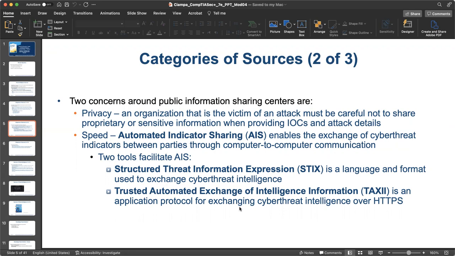A concern about using a public information sharing center is that of privacy, and it always comes to mind first, right? An organization that is the victim of an attack must be careful not to share any specific or sensitive information when providing IOCs and attack details. So the information should be really scrubbed of any kind of sensitive information. As a safeguard, most public information sharing centers have protections in place to prevent the disclosure of any kind of proprietary information that they may have.